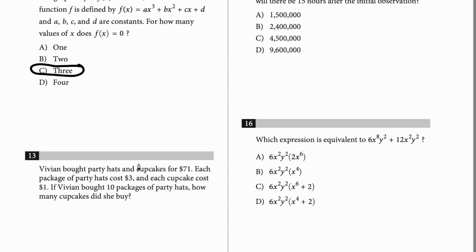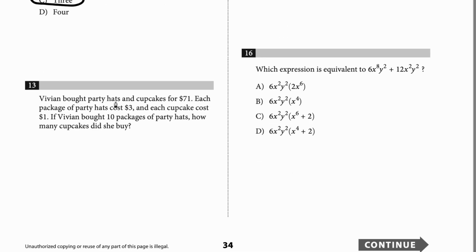Let's move on to question 13. Vivian bought party hats and cupcakes for $71. Each package of party hats cost $3, and each cupcake costs $1. If Vivian bought 10 packages of party hats, how many cupcakes did she buy? So there's a total of $71, and we know that each package of party hats costs $3 and each cupcake costs $1.